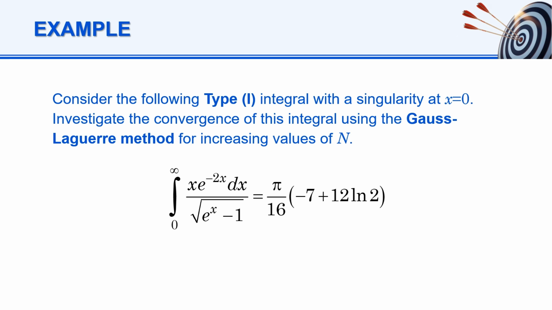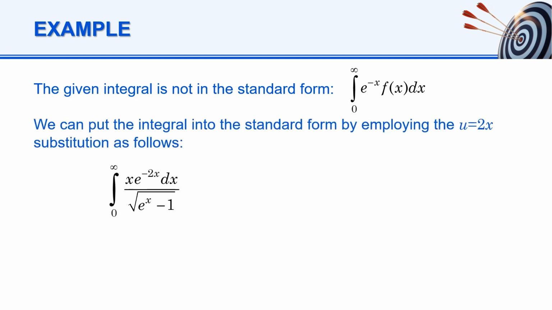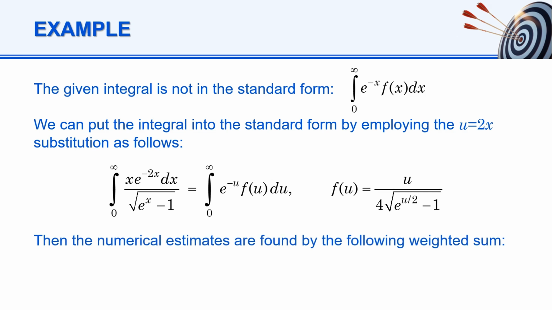Let us consider the following type 1 integral with a singularity at x equals 0 and investigate the convergence of this integral using the Gauss-Laguerre method for increasing values of n. The given integral is not in the standard form. However, we can put the integral into the standard form by employing the u equals 2x substitution as follows. Then the numerical estimates are found by the following weighted sum.